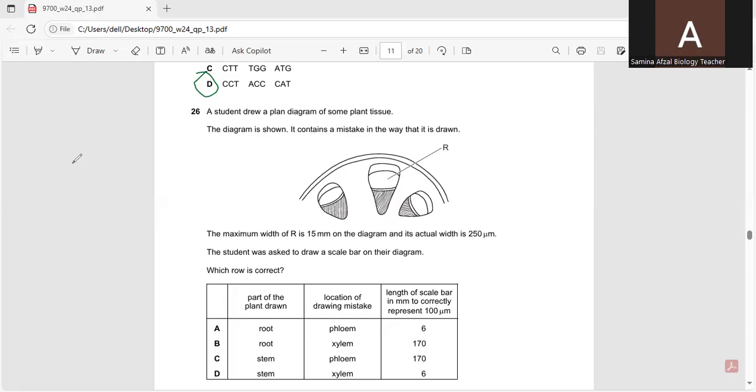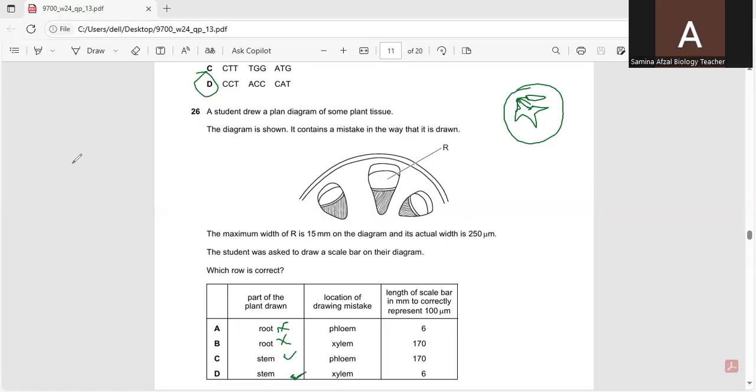So here you can see part of the plant drawn. You can see this arrangement shows, in a root, star-shaped xylem, and phloem is there. But this is stem. The figure shows that this is stem. So first two options are not correct. Both of them can be stems. We have to find out one.